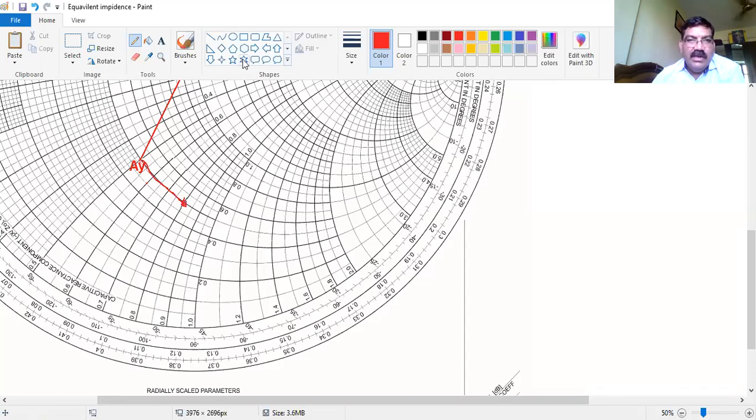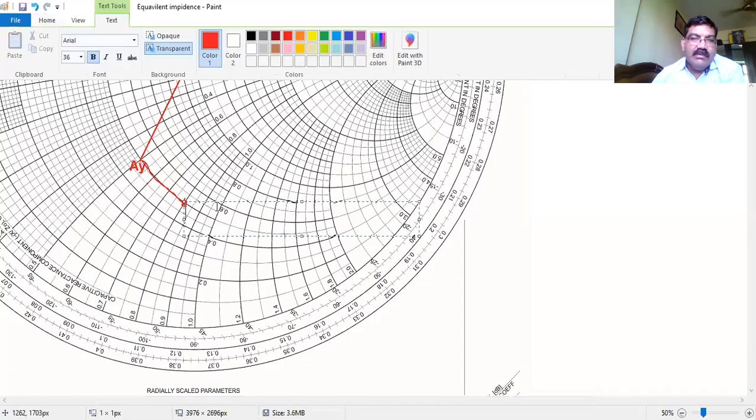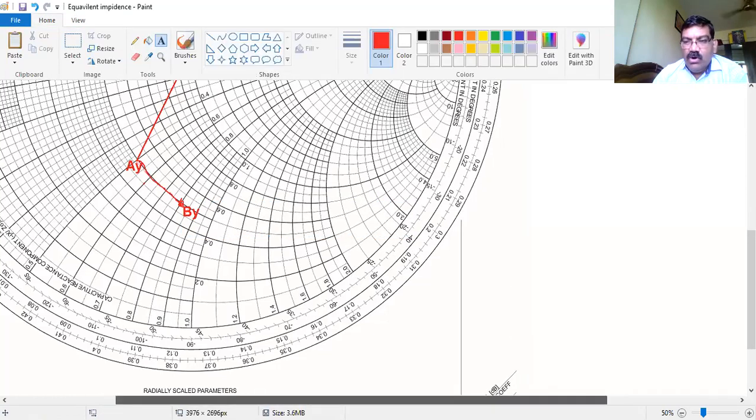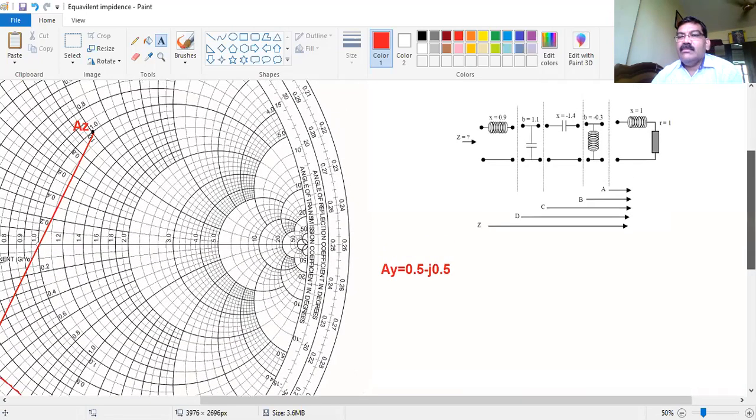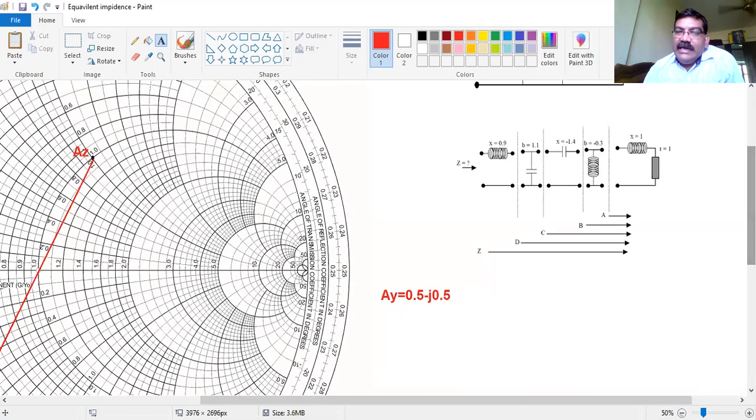So what is your next point? That is BY. Why have I put Y? Because it is the admittance. So it is BY. Okay, so you got the B1. Now what next you have to do? You can go for your diagram. Now what is there in the diagram? So this is done, B is done. So now what is the next? The next element is in series or parallel.